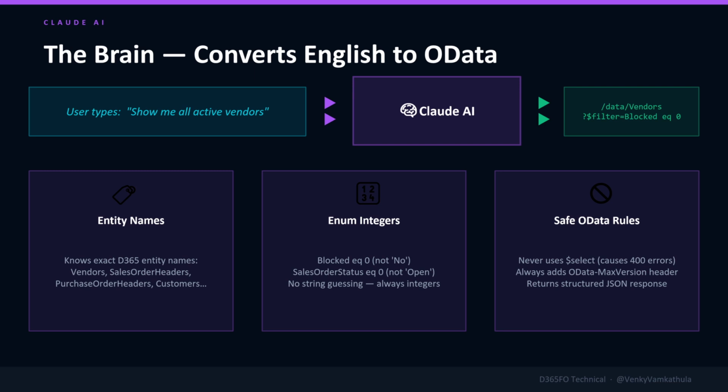Claude AI is our brain here. The user types the prompt, here "show me all active vendors." It goes and talks to Claude AI, and it creates the query at the end. Why? Because in the prefix I already gave the environment name, and a few of the entity names. Based on that it takes the entity, goes for the enum integer values, and retrieves the safe OData as per the rules.